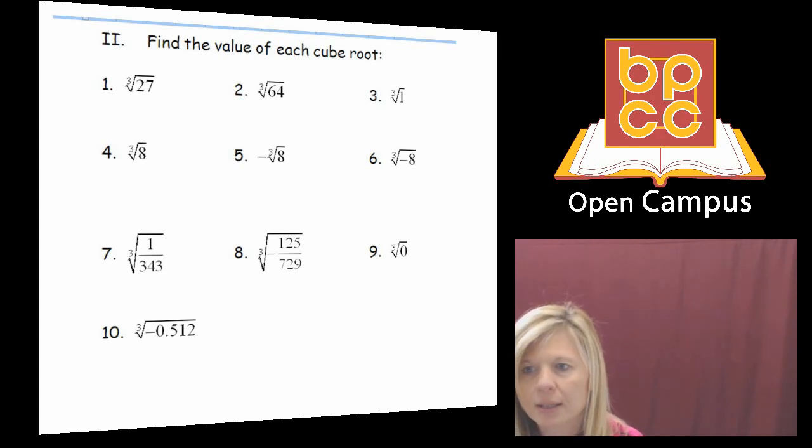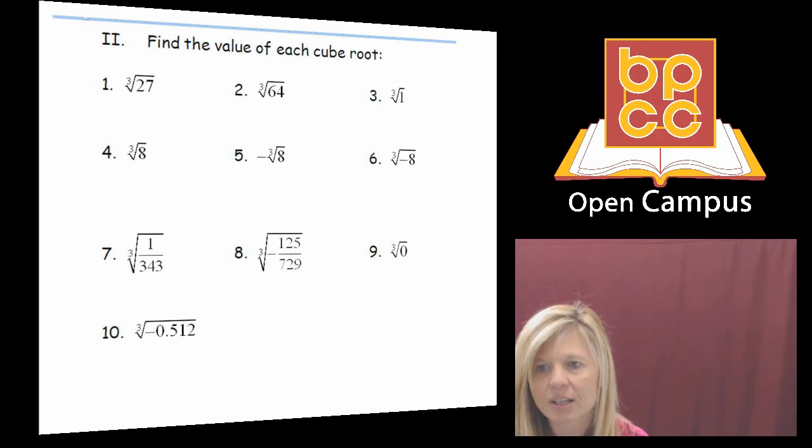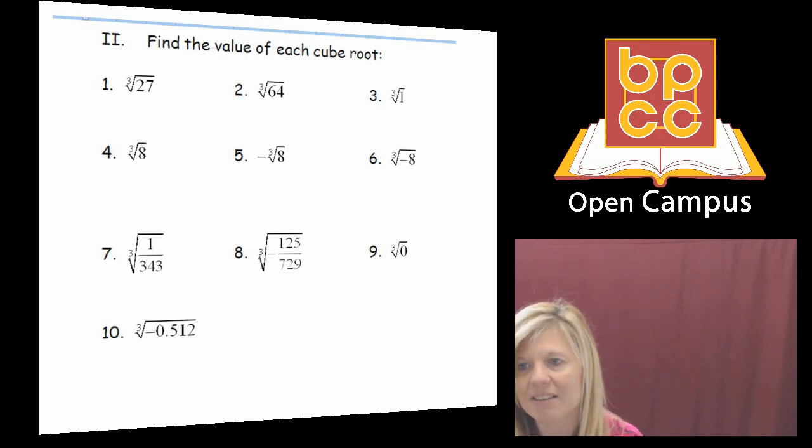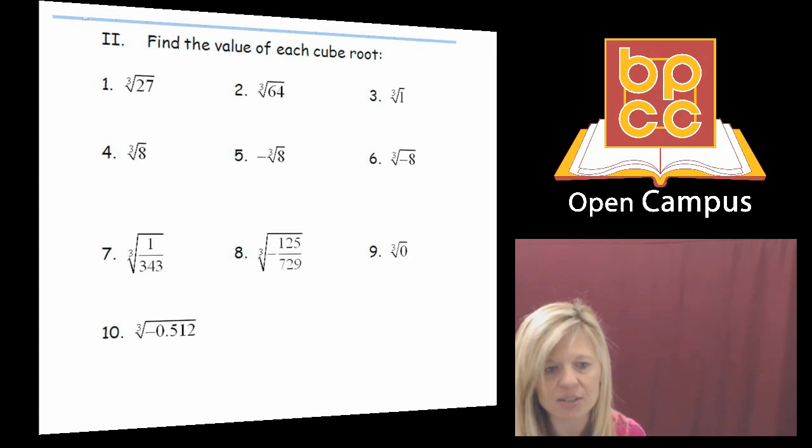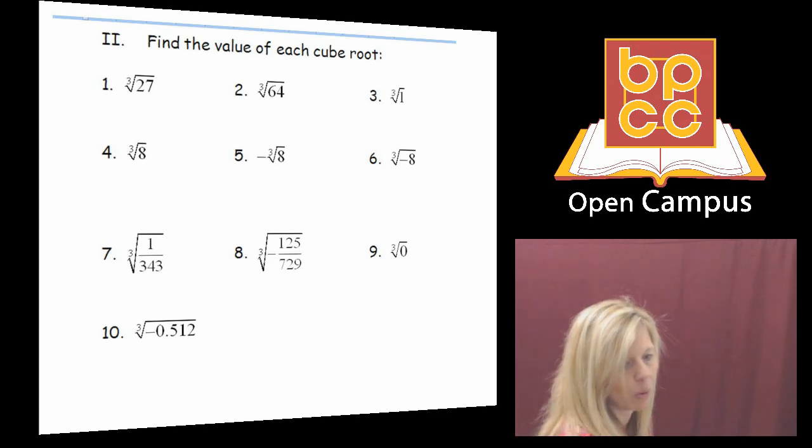Now, everybody look very closely at example 6. That says cube root of -8. That is asking you what number can you multiply 3 times to give you -8. That has an answer. Let's go to the board.